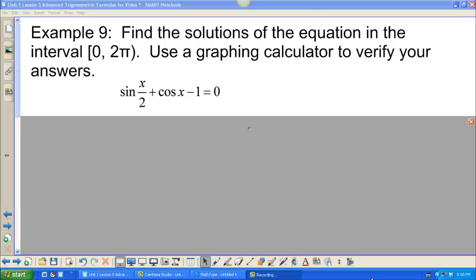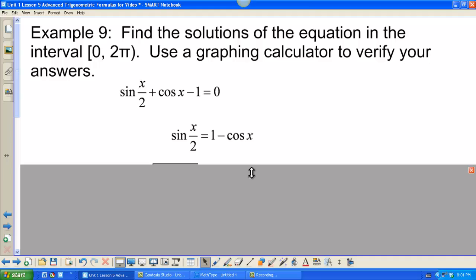And we did it. We are at example 9, the last example of this video. We're going to find the solutions of the equation in the interval from 0 inclusive to 2 pi non-inclusive. Use a graphing calculator to verify your answers. So the sine of the half angle plus the cosine of x minus 1 equals 0. How do we even begin? I know I have a formula I can substitute in for the sine of the half angle, but how in the heck am I supposed to use it?